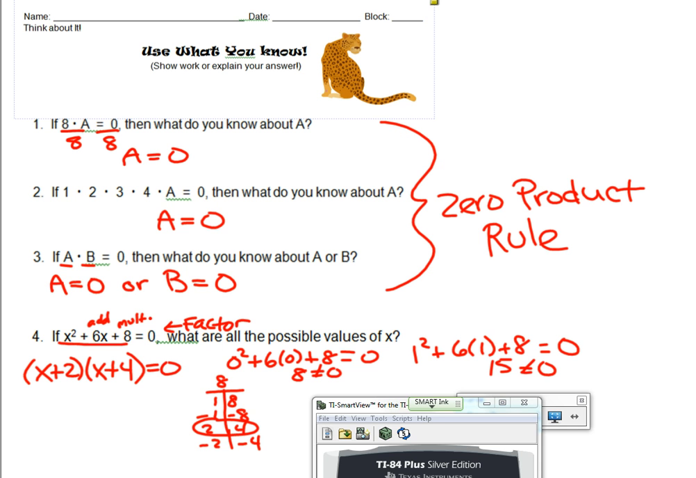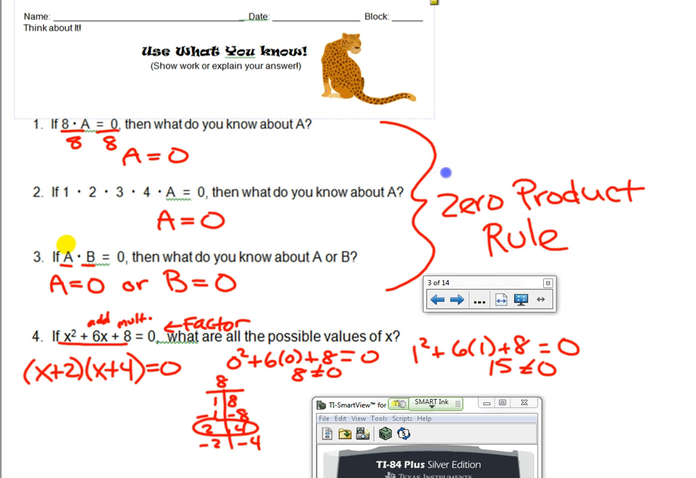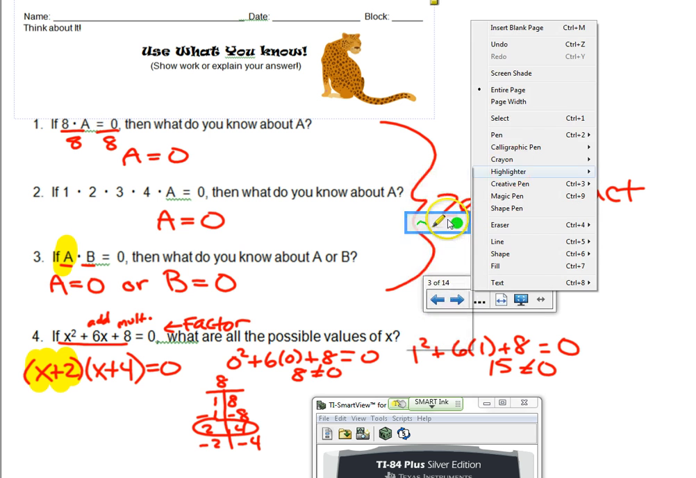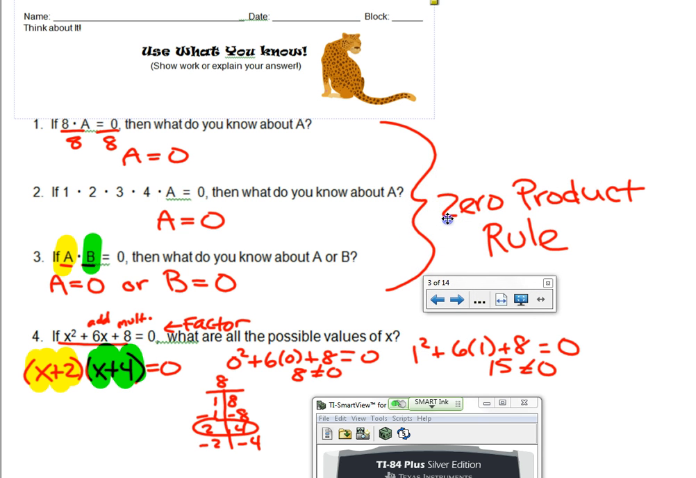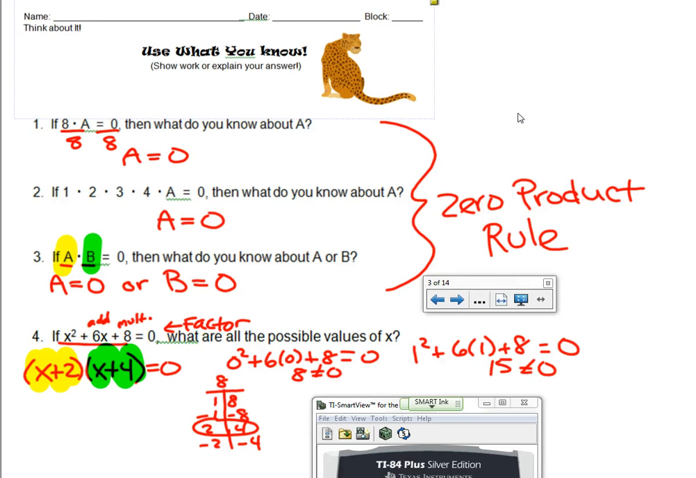Okay, so here's what we're going to do. Question 3 actually shows us why what we're going to do works. And I'm going to highlight. This is our A. And then I'm going to color the B a different color. So I know if I'm multiplying 2 things together and the answer makes a 0, I know that one of the 2 pieces must have a 0 value. I don't know which one, so I'm going to set both of them equal to 0. One of these 2 has to be a 0. So now I have 2 little equations to solve.